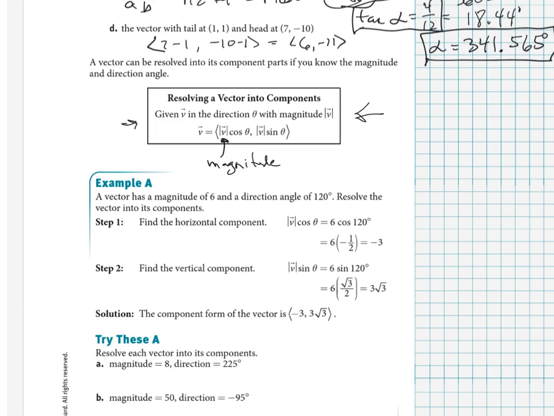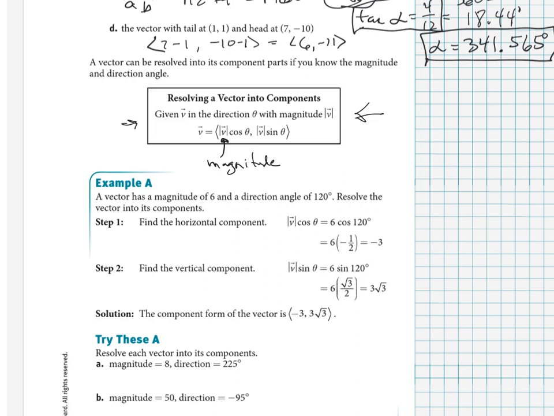We do have some rules with this. If you're on the unit circle, no decimals. If you are not on the unit circle, then you can have a decimal. So you're still going to have to recognize the unit circle values.